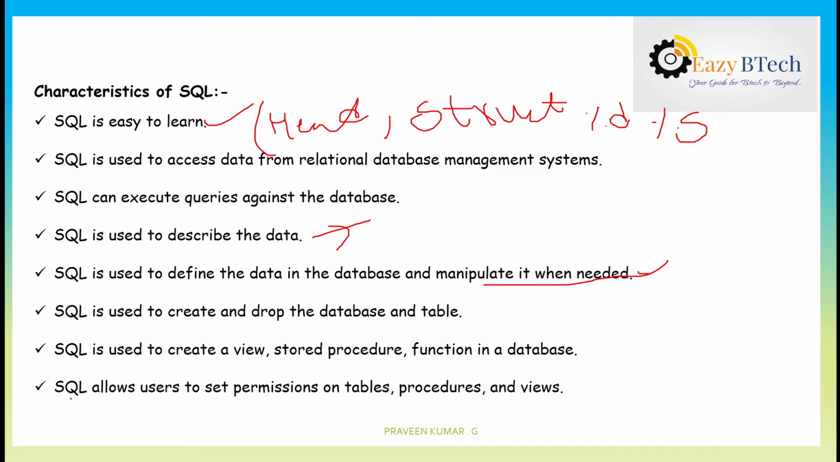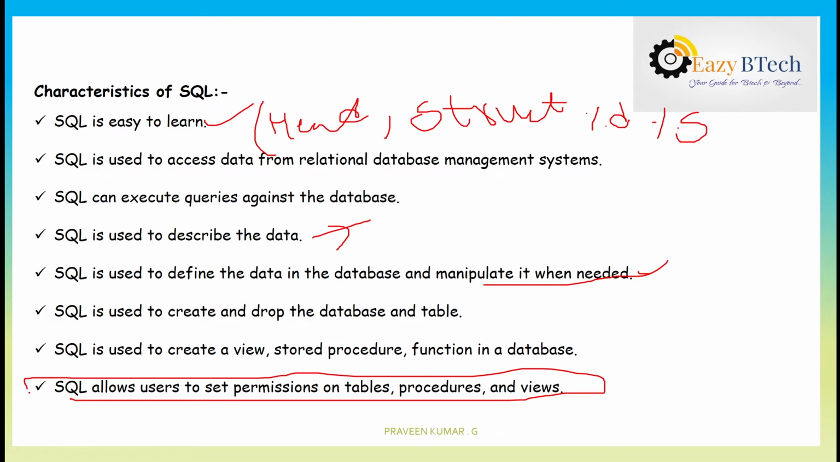Here, by using key constraints, we put some specific permissions, and also we give some permissions to view the data.